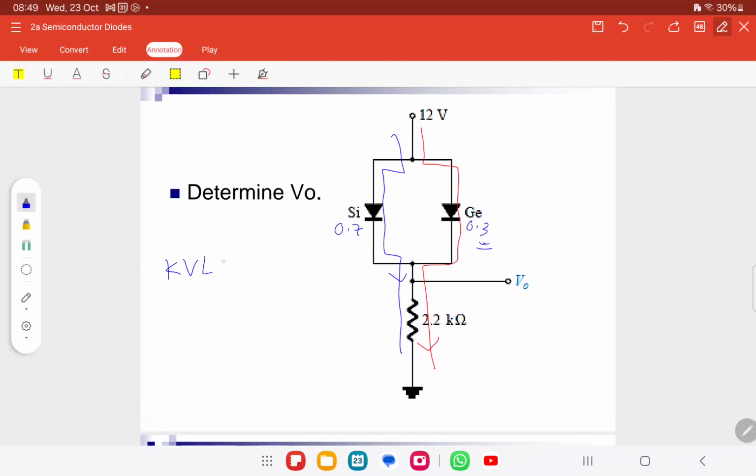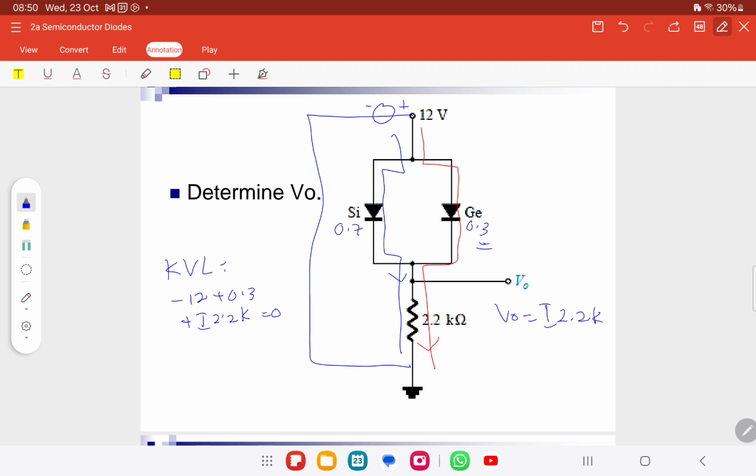KVL, minus 12. Why do I always write minus 12? Because this one we consider as connected to this one. So plus negative, like it has a voltage source. So when we do the loop, we will enter its negative sign. Okay. Minus 12 plus 0.3 plus I times 2.2 K equals 0. V out equals I times 2.2 K. So get me the value of I, then get me the value of V out.